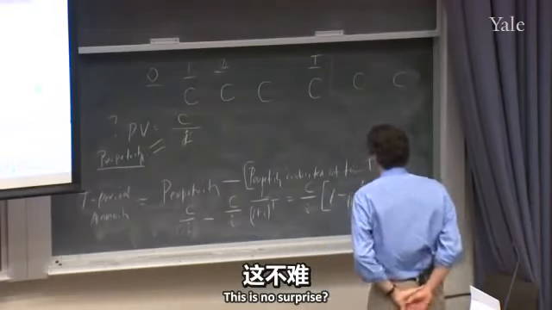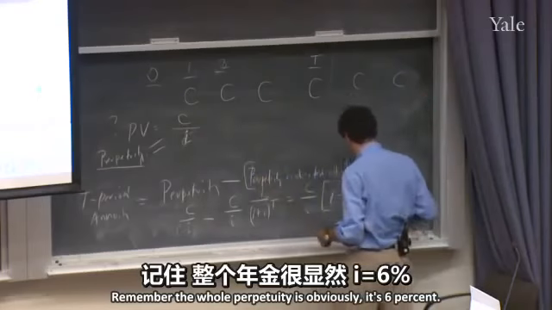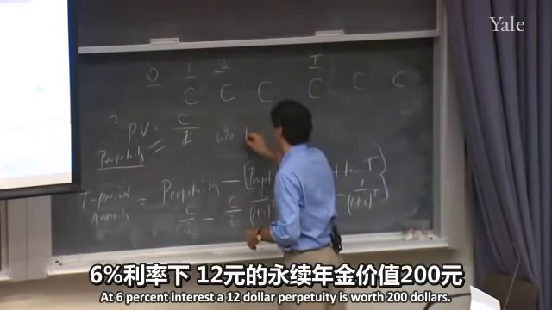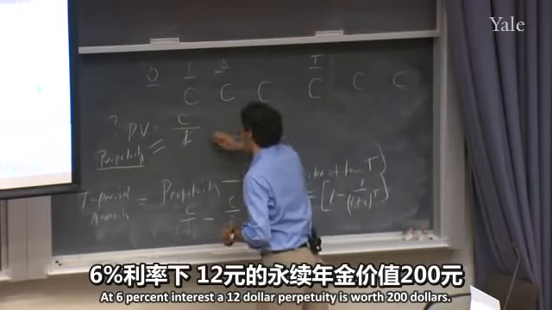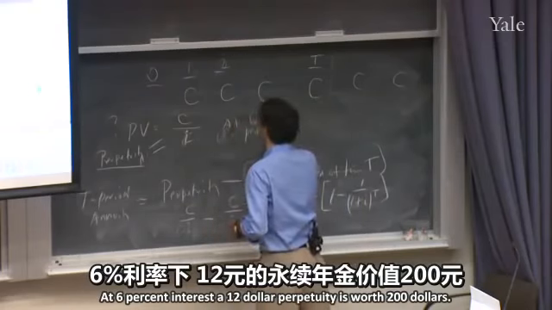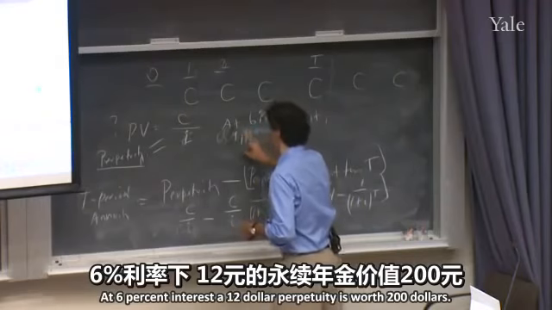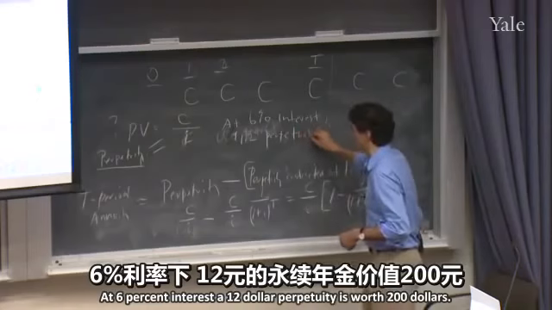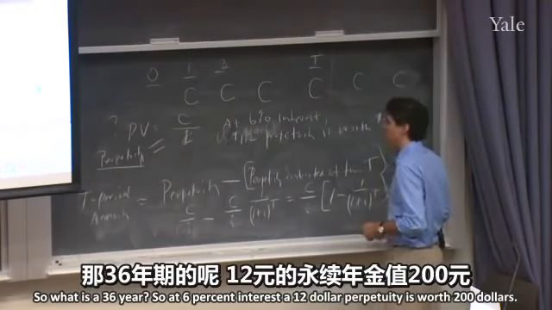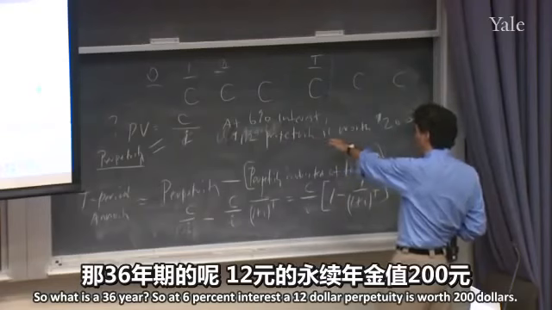This is no surprise. Remember, let's just think of something at 6%. At 6% interest, a $12 perpetuity is worth $200. That was what we said before. So at 6% interest, $12 perpetuity is worth $200.